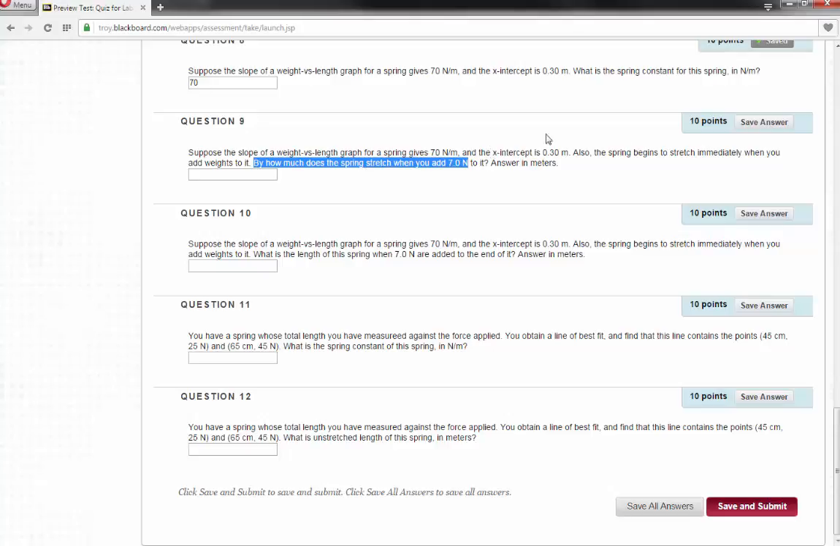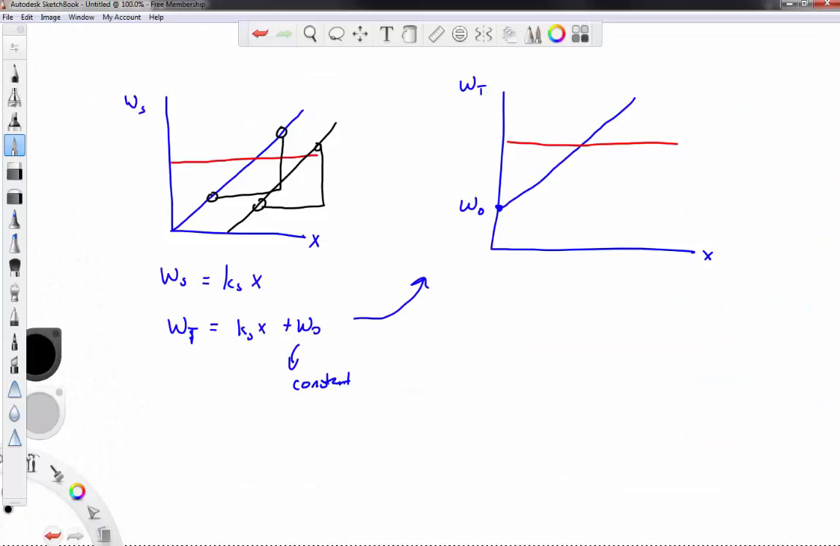Notice that this is an x-intercept, so if I show this on the graph again, that actually corresponds to this point right here. This point right here is 0.30 meters, not newtons, meters. It stretches immediately when you add weights to it. So this actually is the line in question.